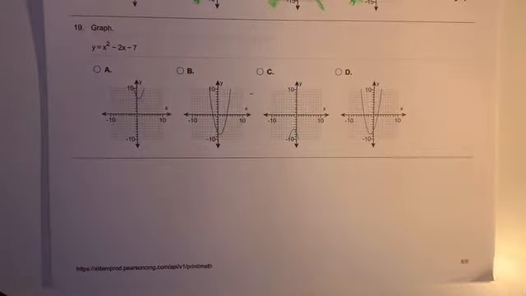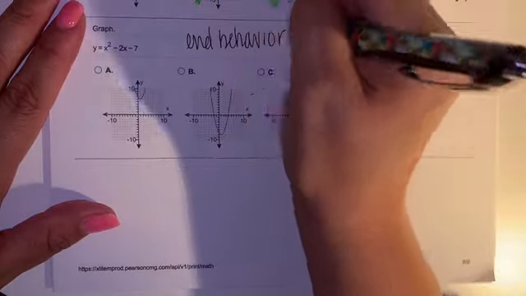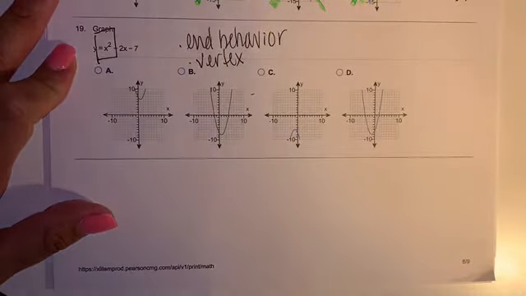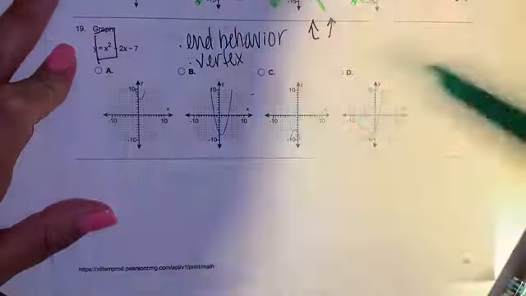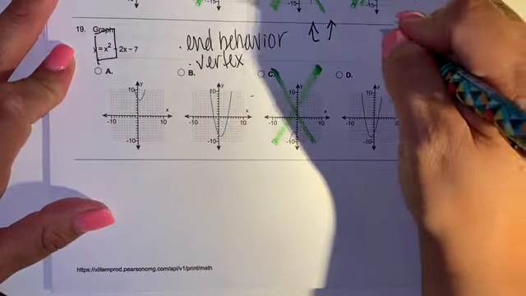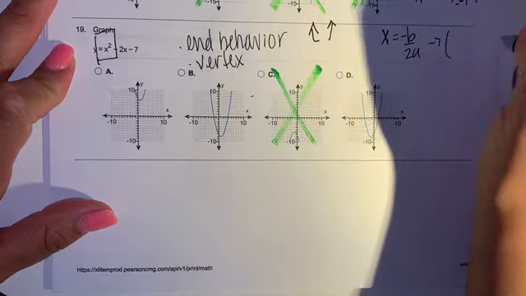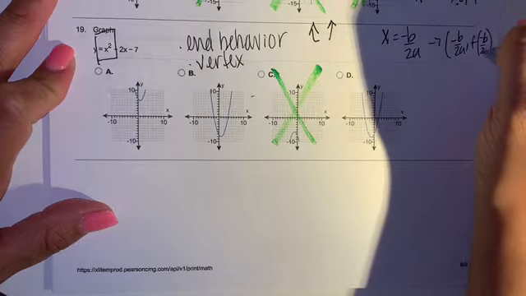Number 19, y equals x squared minus 2x minus 7. So let's look at the end behavior, and then we're going to find the vertex. So end behavior, this is a positive leading term. So I know that my end behavior is going to rise on the left and rise on the right. So we can eliminate C. Now we're going to find our vertex. So x equals negative b over 2a, and then we have the point of negative b over 2a and the function of negative b over 2a.